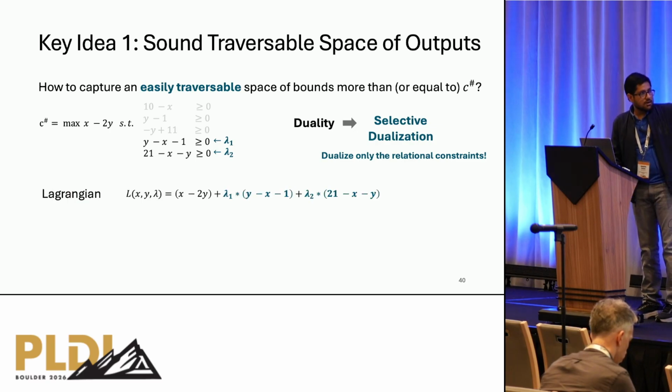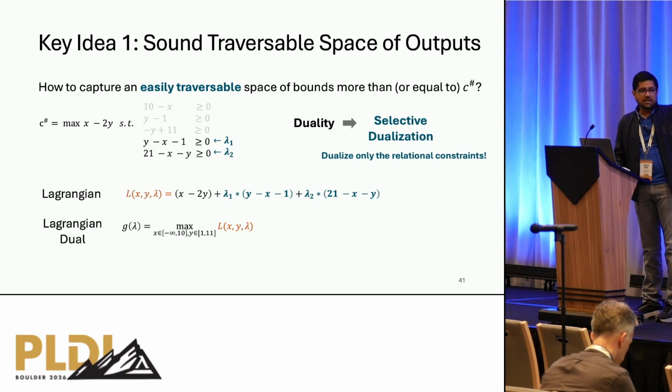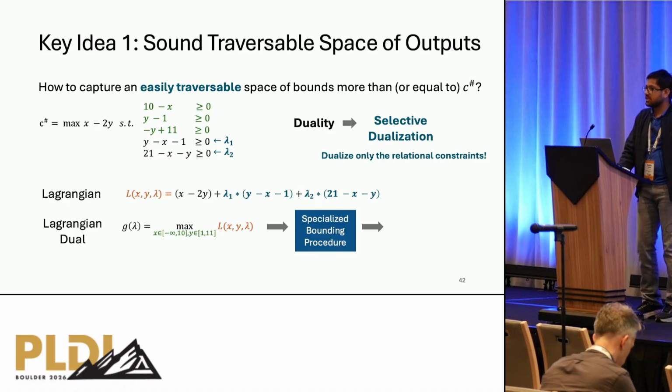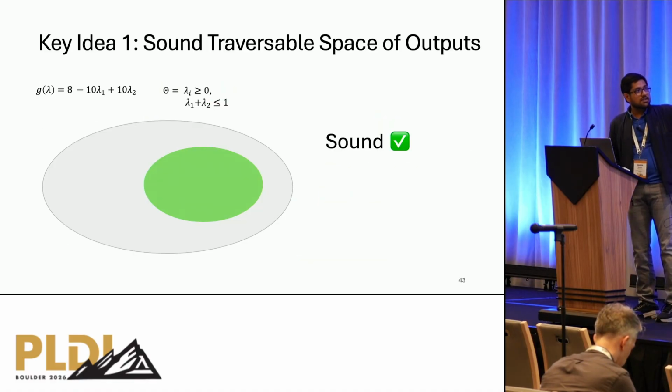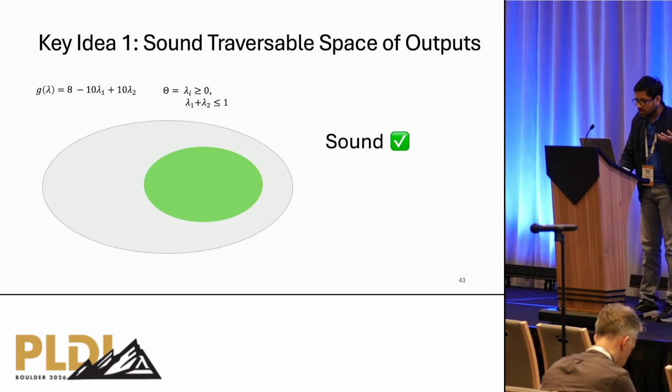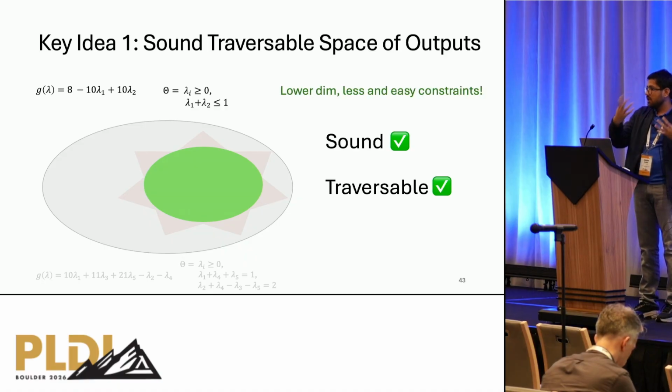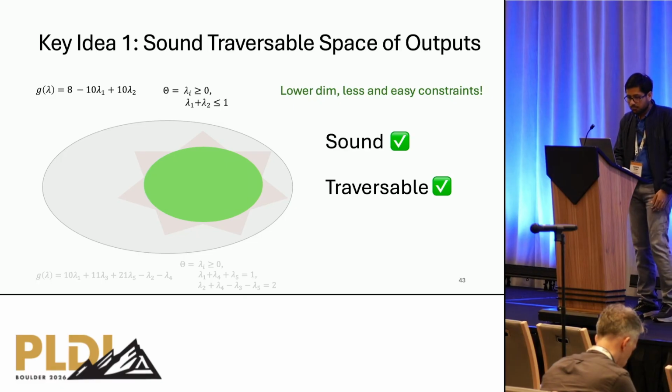Now again, we construct the Lagrangian with these 2 multipliers. The interval constraints, which we did not have Lagrangians for, appear in our Lagrangian dual. So they constrain the space on which we have to maximize the Lagrangian dual. Then using some specialized bounding procedures that we describe in our paper, we get this space, which again is sound. But if you compare it with the space that we would have gotten from standard duality, it has lower dimension, fewer constraints, and easier constraints. So now this space is easier to traverse than the previous.